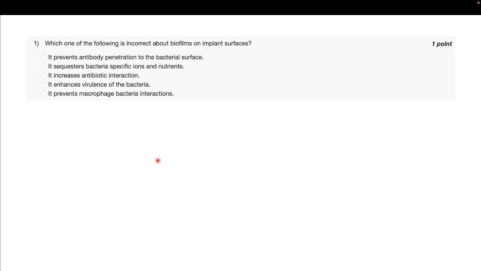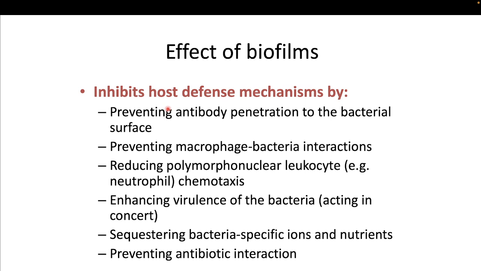No? Okay, then I'll discuss the answer. So yeah, you were correct, whoever answered in the chats. The correct answer is, it increases antibiotic interaction. So read the question carefully. It's asking us which one of the following is incorrect about biofilms, and we were discussing biofilms right now.